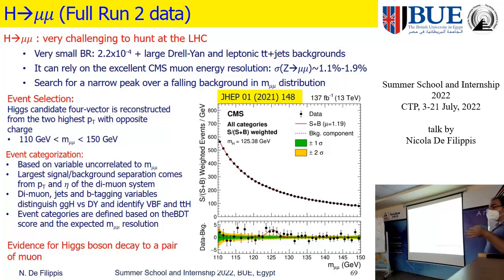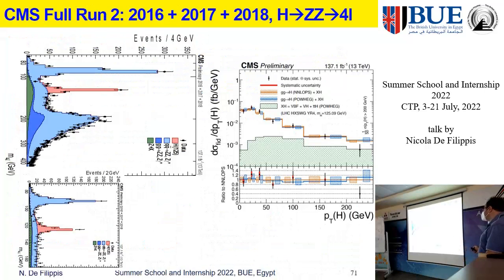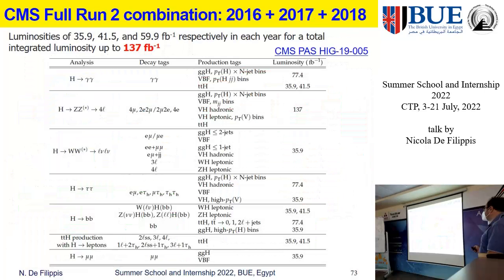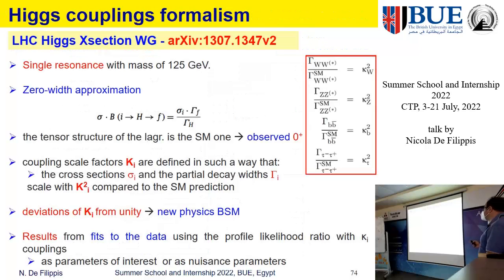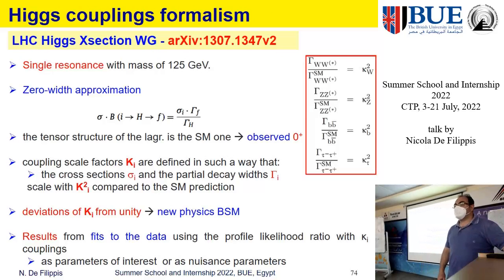All the predictions about the couplings of the Higgs with those particles are consistent with the predictions of the Standard Model. I think I can stop here, and I will continue after lunch with the couplings. Any question now? Yes, please.